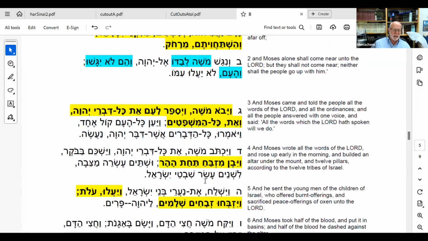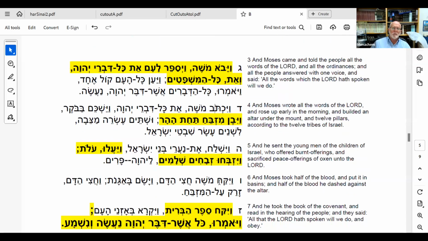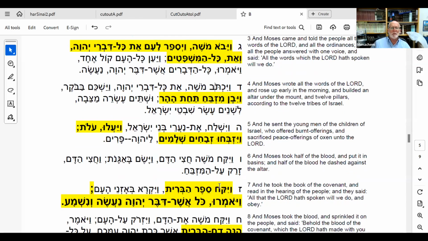Right? He gets up in the morning, we make a kiddush. Now it can be fleishig because there's no basar v'chalav yet, so it's okay. They didn't eat cheesecake that day. And they bring olot and shlamim. Moshe sprinkles the blood. There's a whole beautiful ceremony.